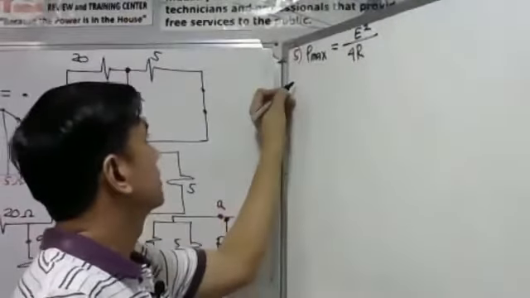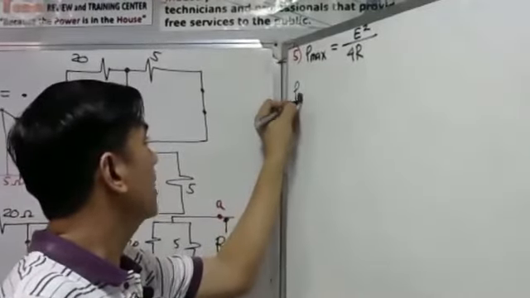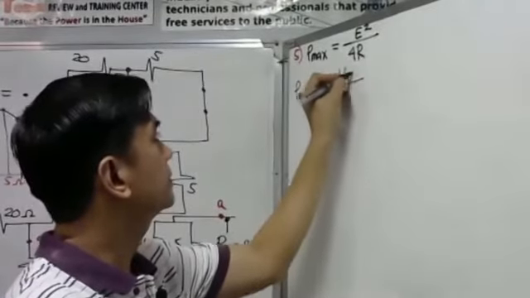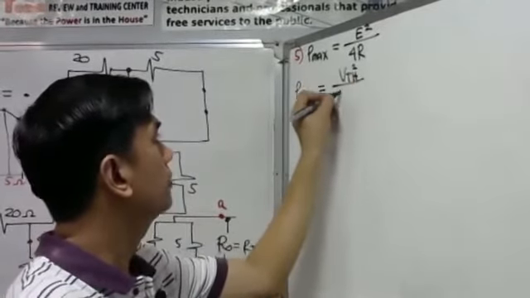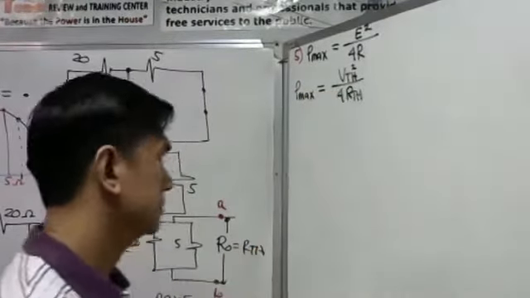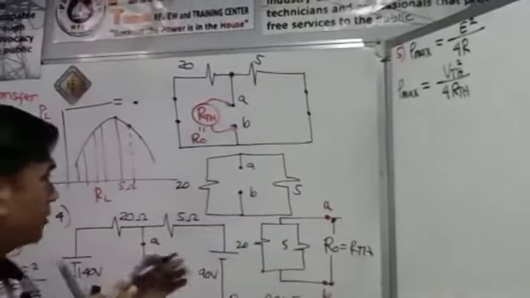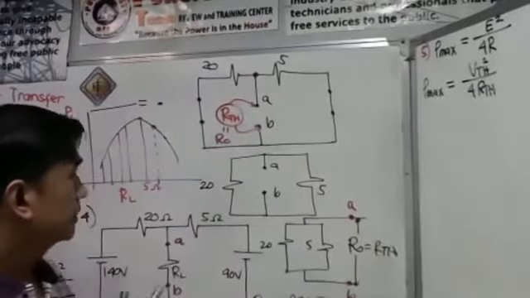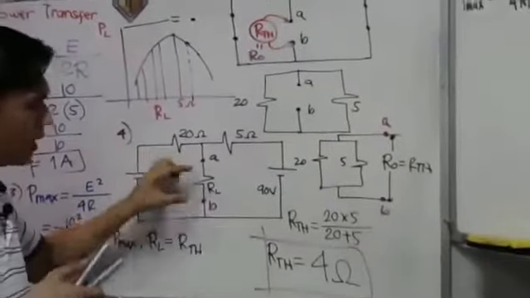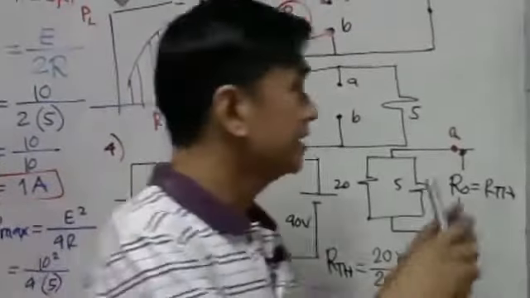So, using Thevenin's theorem, our P max is simply equal to VTH squared over 4 RTH. We already have our RTH. Our only problem is our VTH here. In getting our VTH, let us remove our RL. This will be our circuit.